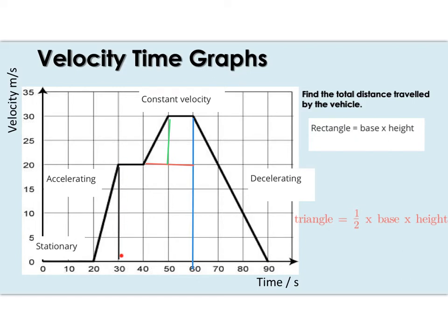So you can see I'll put a line down here to make this a triangle. I'll put a line across here to make this into a rectangle. I've got another line down here to make this a triangle. We've got a rectangle there and a triangle there. And you can calculate the total area of each of those shapes and add them all together.